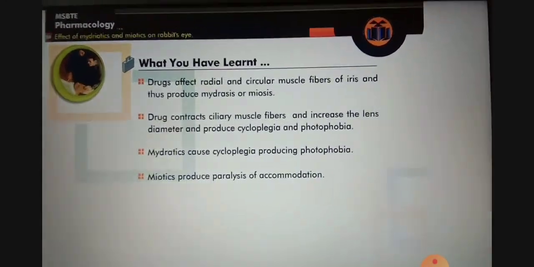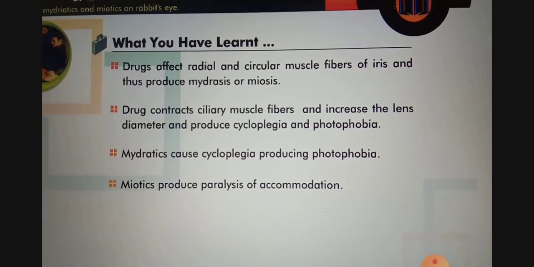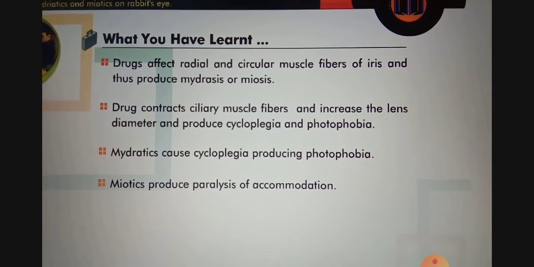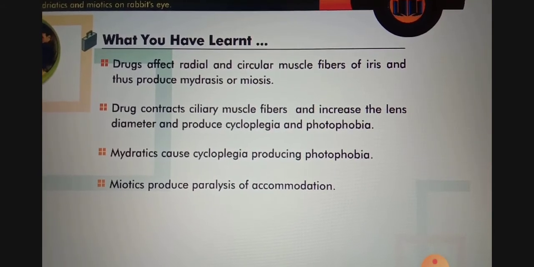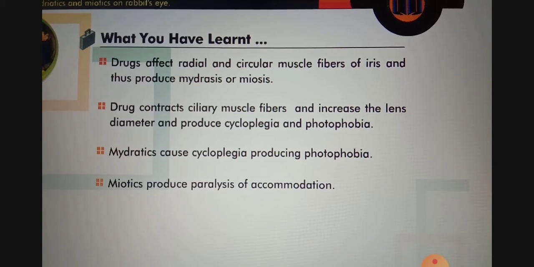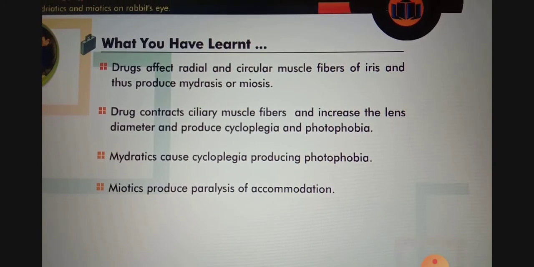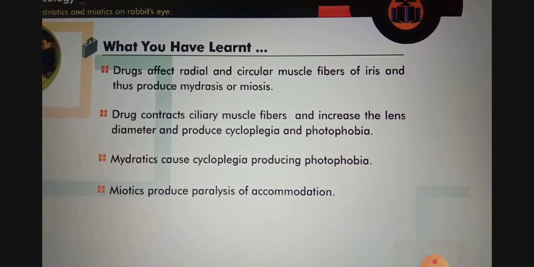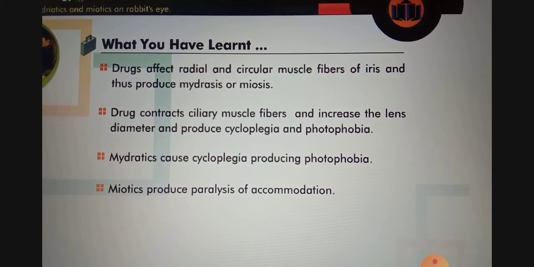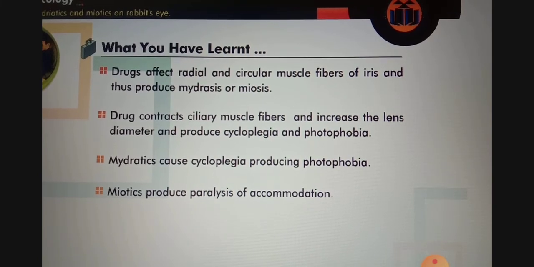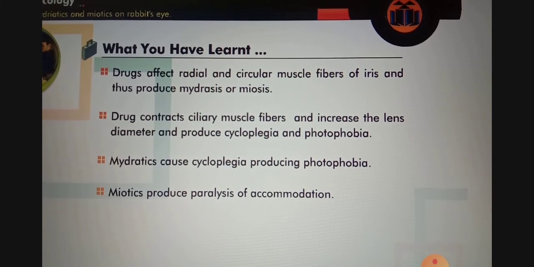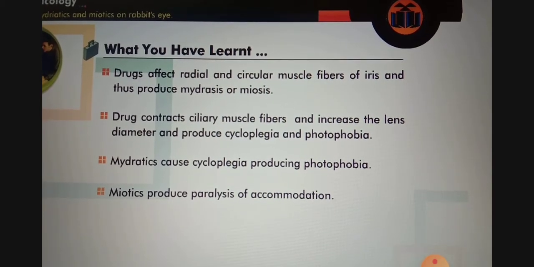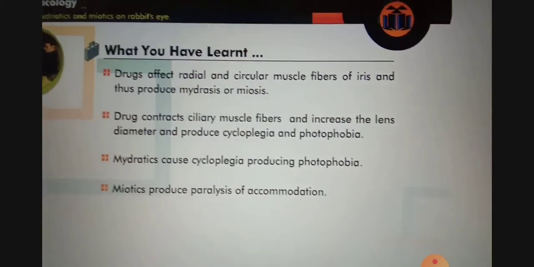You have learnt that drugs affect radial and circular muscle fibers of the iris and thus produce mydriasis or miosis. Drug contracts ciliary muscle fibers and increases the lens diameter and produces cycloplegia and photophobia. Mydriatics cause cycloplegia producing photophobia. Miotics produce paralysis of accommodation.